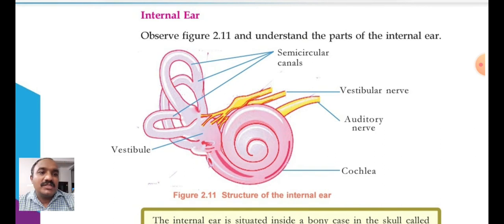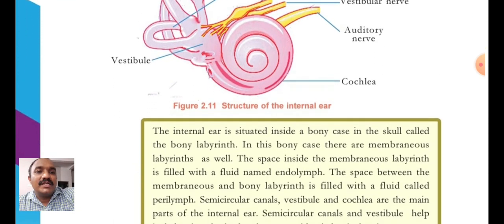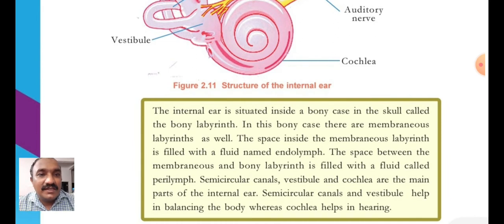Now about the internal ear. The internal ear is situated inside a bony case in the skull called the bony labyrinth. Look, the ear pinna is the only part seen outside. All other parts are located inside. Especially the parts of the internal ear are located inside the skull, in that bony covering called the bony labyrinth.